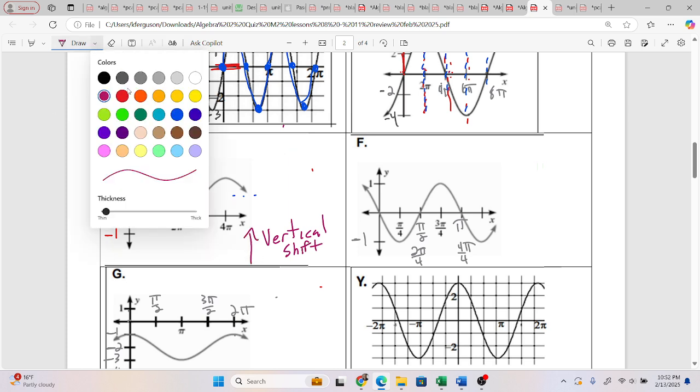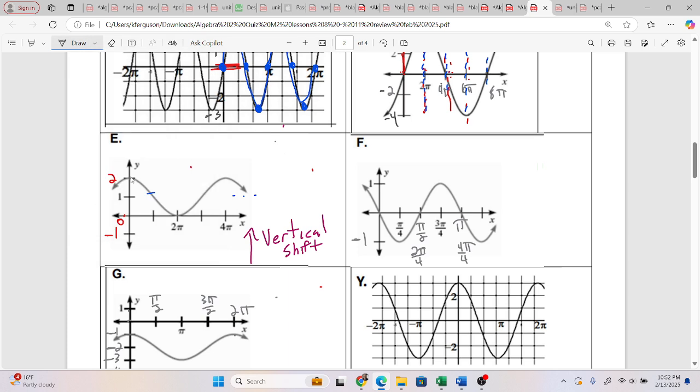So let's figure out what kind of graph we got. Well, my high point is 2, so I start at the high point. I missed that, and then I hit the low point. I keep going up, and then I end at the high point. So high, low, high, that's cosine. So I'm dealing with a cosine graph.